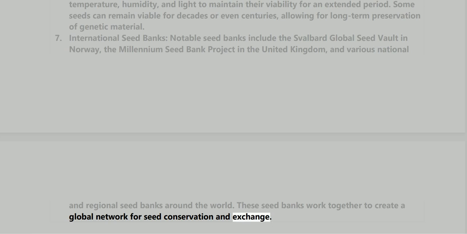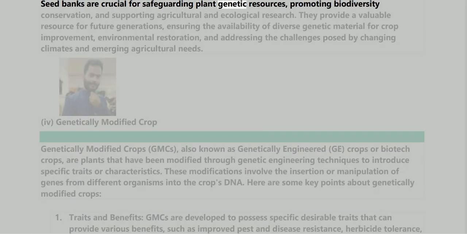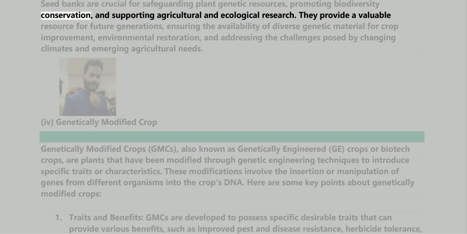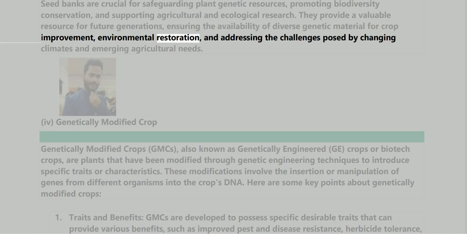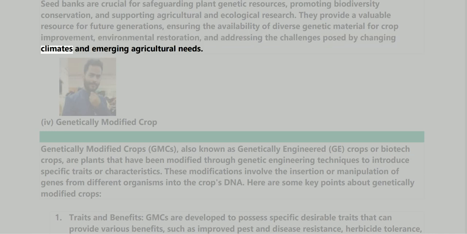Seed banks are crucial for safeguarding plant genetic resources, promoting biodiversity conservation, and supporting agricultural and ecological research. They provide a valuable resource for future generations, ensuring the availability of diverse genetic material for crop improvement, environmental restoration, and addressing the challenges posed by changing climates and emerging agricultural needs.